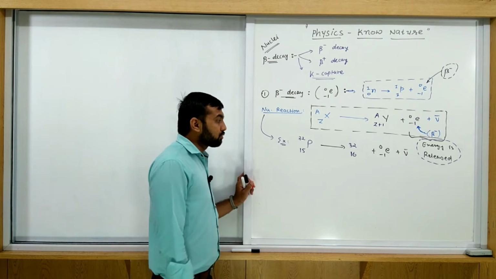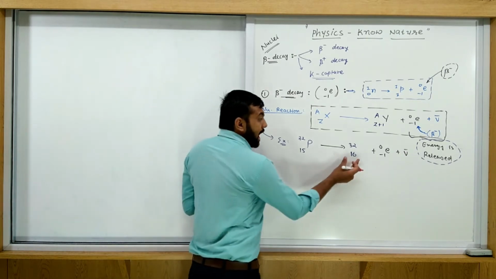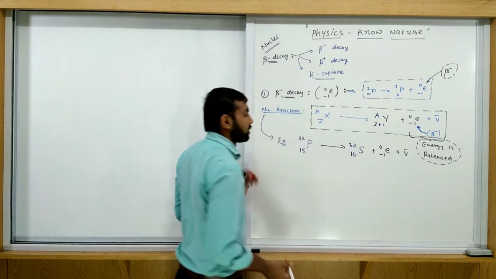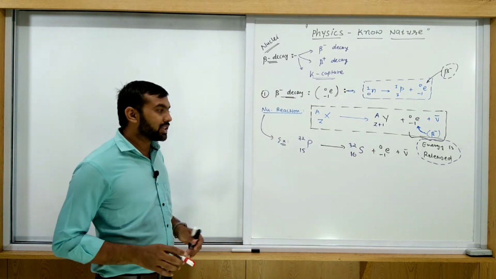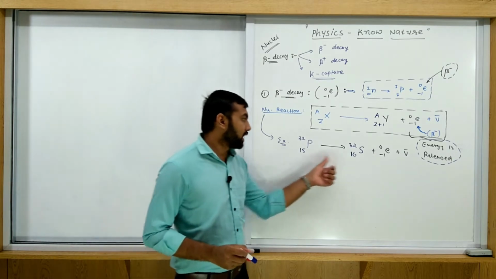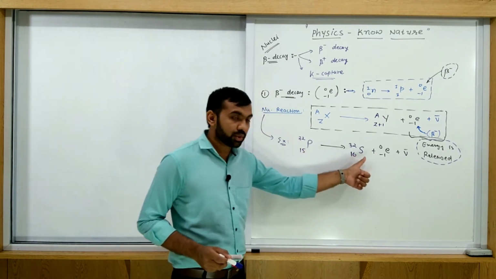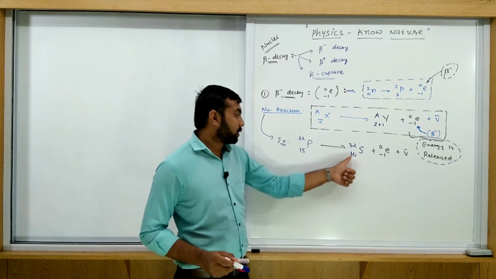So the new element is formed having atomic number 16. So this is what? Sulfur. So this is one example of beta minus decay. Phosphorus converted into sulfur, 15 to 16.